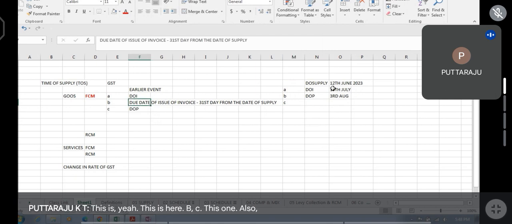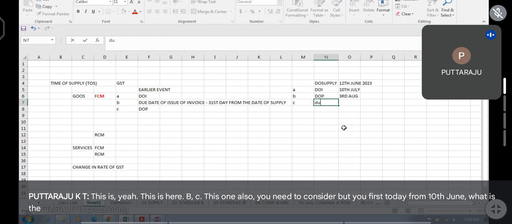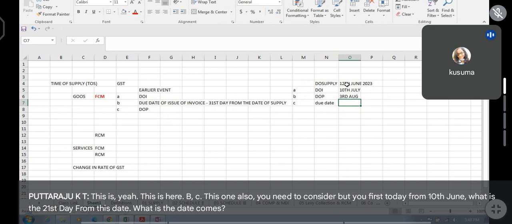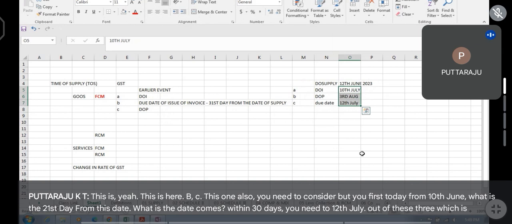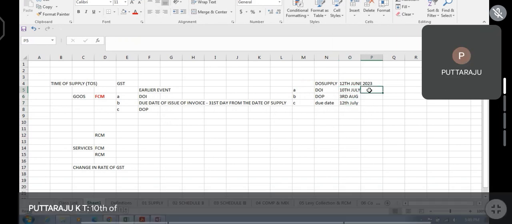This one also you need to consider. 31st day from 12th June. What is the 31st day from this date? What is that date comes? Within 30 days, you need to, 12th July. Out of these three, which is the earlier event? 10th July. 10th July is the time of supply. Understood?